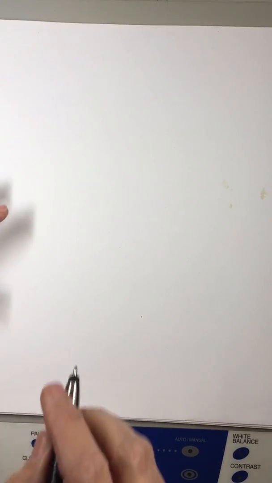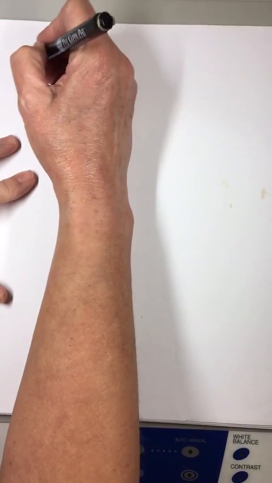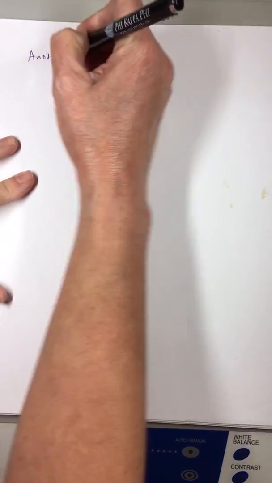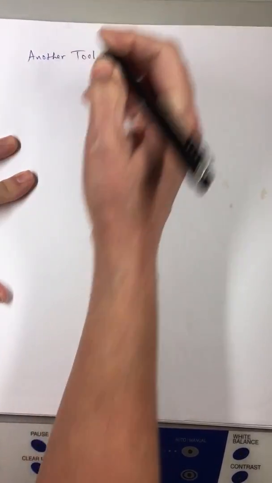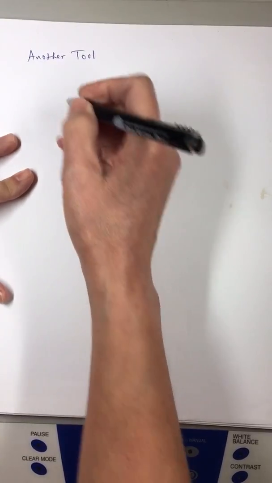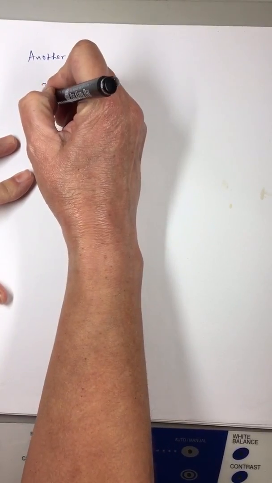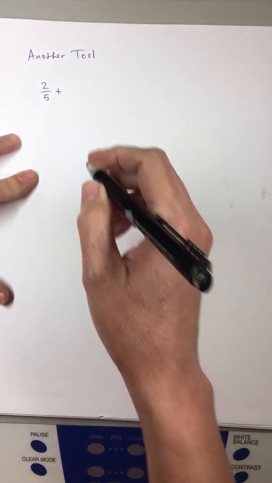Okay, so the second tool you're going to need for the section integration by partial fraction decomposition is you need to recall some things when it comes to adding fractions. I'm going to start with an easy fraction, something that hopefully you remember, and it's this: 2/5 plus 3/7.